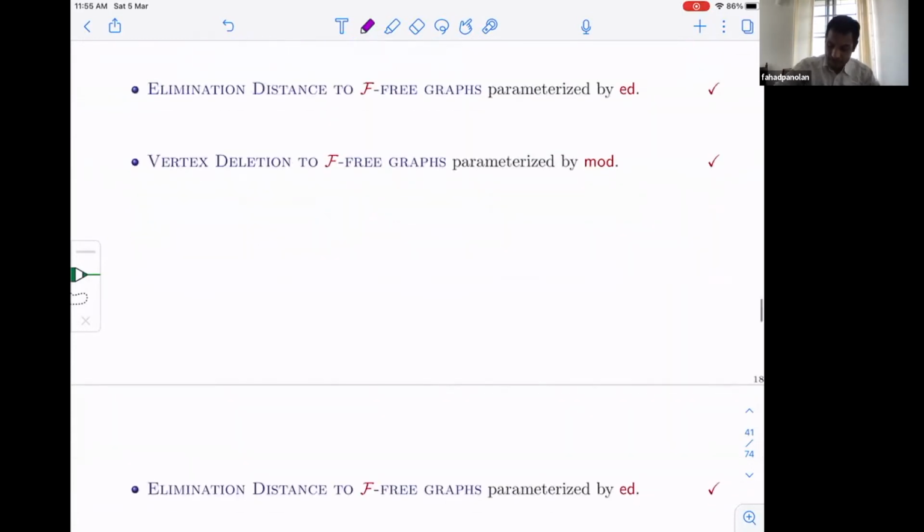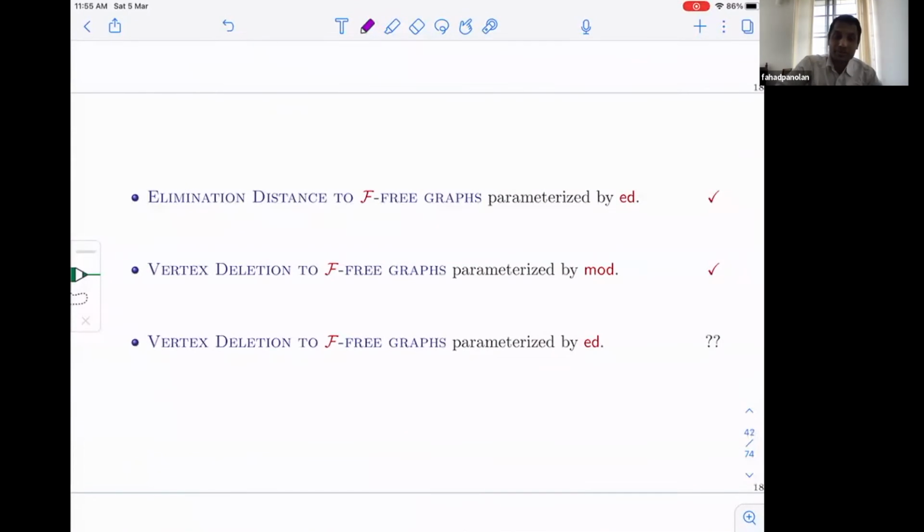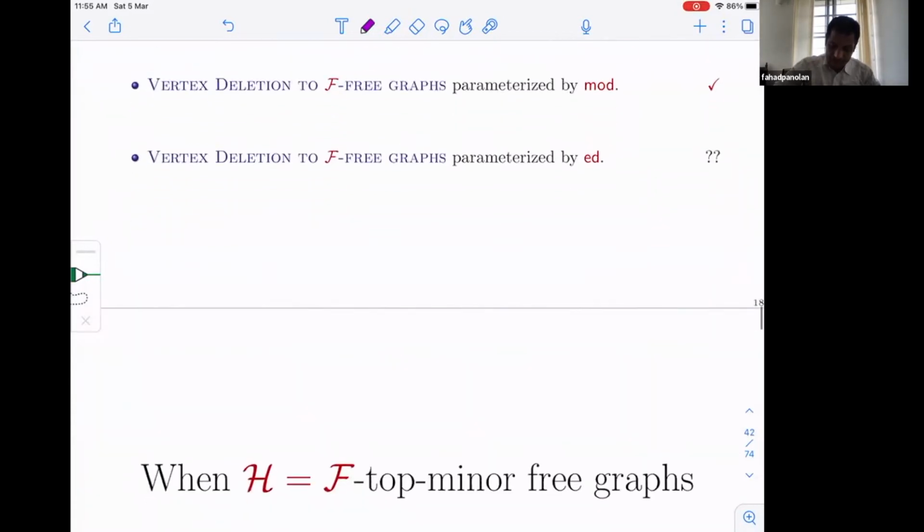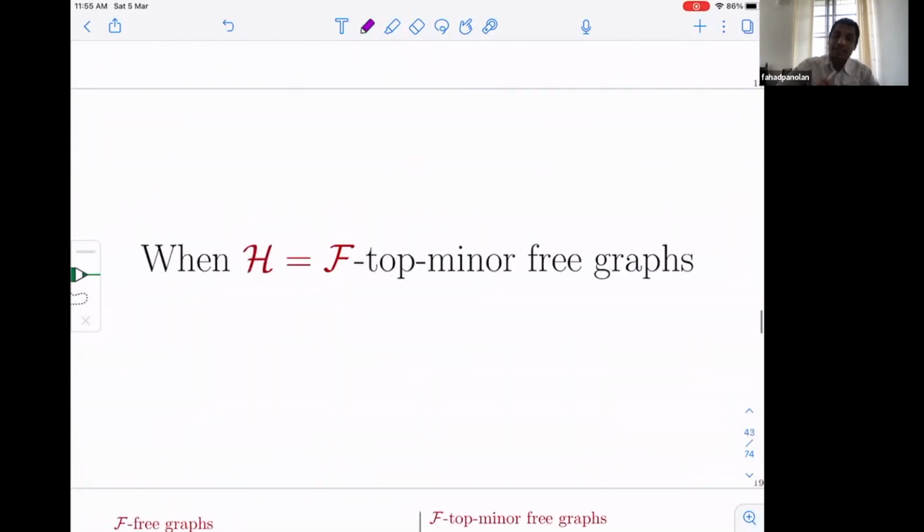Now there is a third question, which is vertex deletion to F-free graphs parameterized by elimination distance, like vertex cover parameterized by tree depth. We'll answer this at the end. I will not give an algorithm, but I will answer this at the very end. Now let's move on to another class.